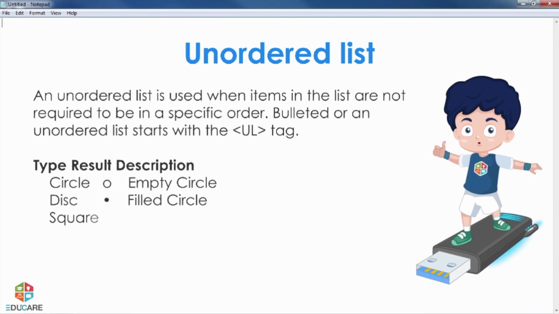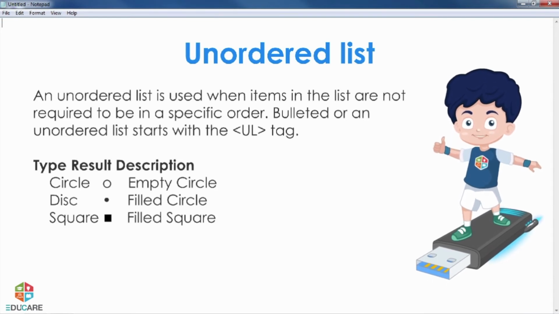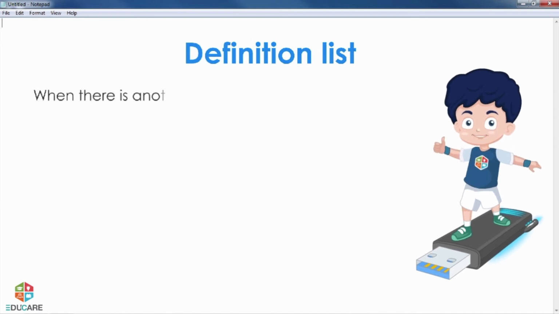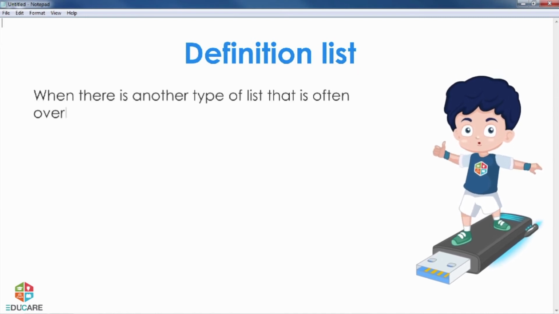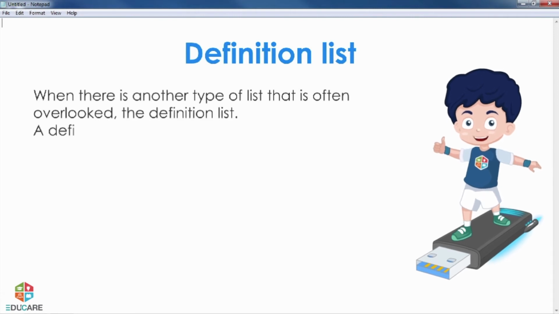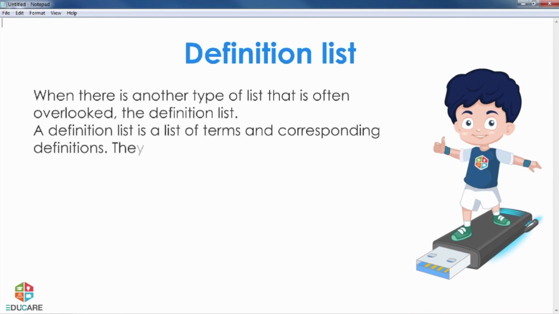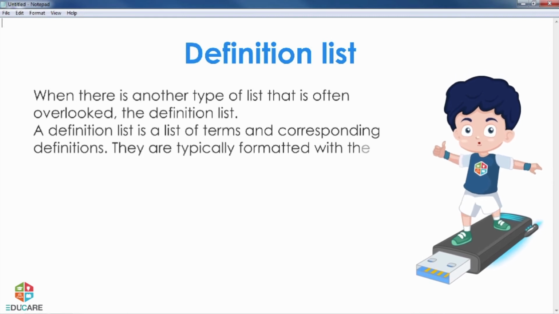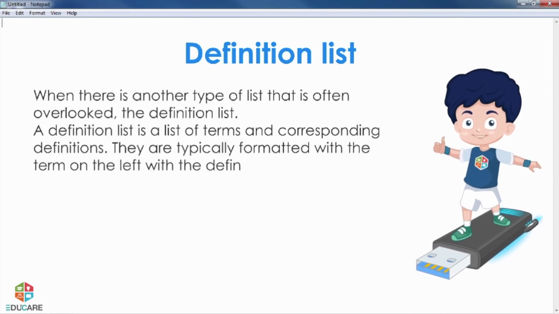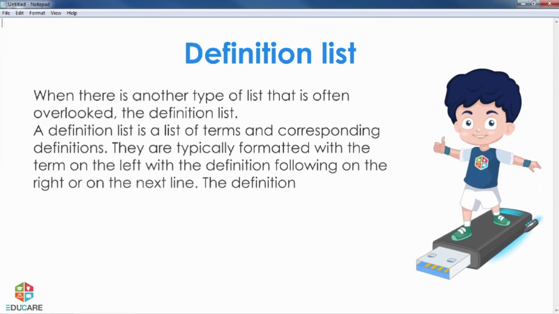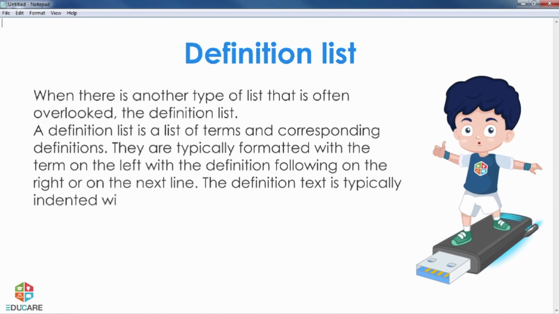Definition list. There is another type of list that is often overlooked, the definition list. A definition list is a list of terms and corresponding definitions. They are typically formatted with the term on the left with the definition following on the right or on the next line. The definition text is typically indented with respect to the term. For declaring a definition list, you require the DL tag.